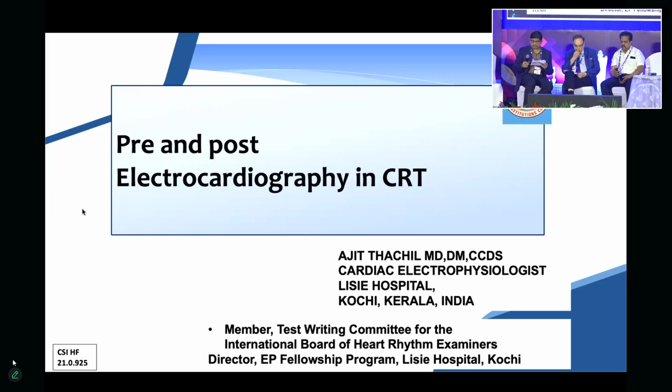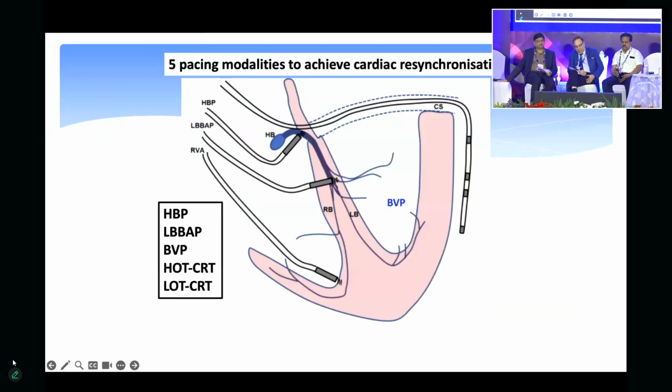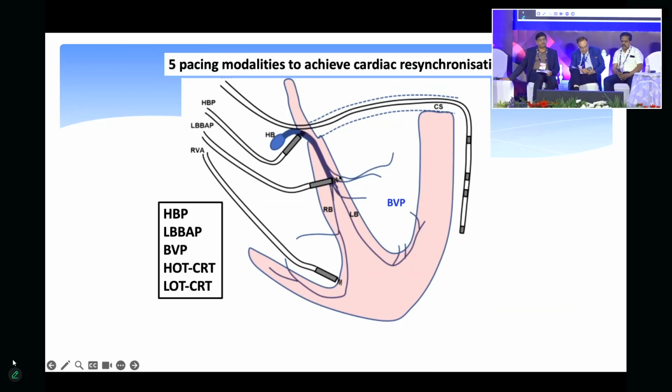So I'll be talking about pre and post CRT ECG. And these days, when we say CRT, like Shanmuga was saying, there are 5 ways in which we can do CRT. One is His bundle pacing. Two is left bundle branch area pacing. It's always the left bundle plus the adjoining septum. So these two are together called conduction system pacing. Three, of course, is the conventional biventricular pacing, which paces the right and left ventricle.